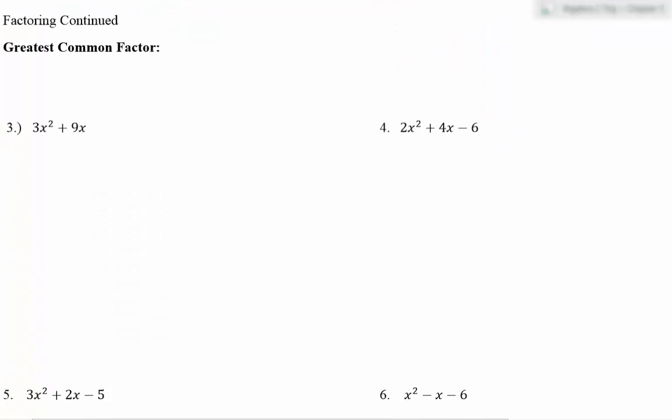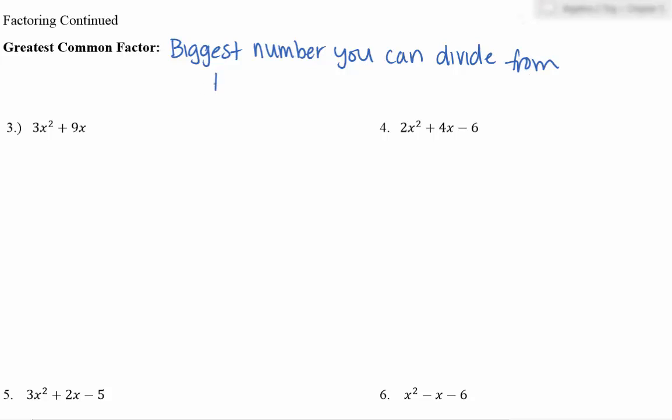So we're going to keep factoring, but before we move on, I want to talk about what the greatest common factor is. The greatest common factor is the biggest number you can divide from all terms. I mean all of them.